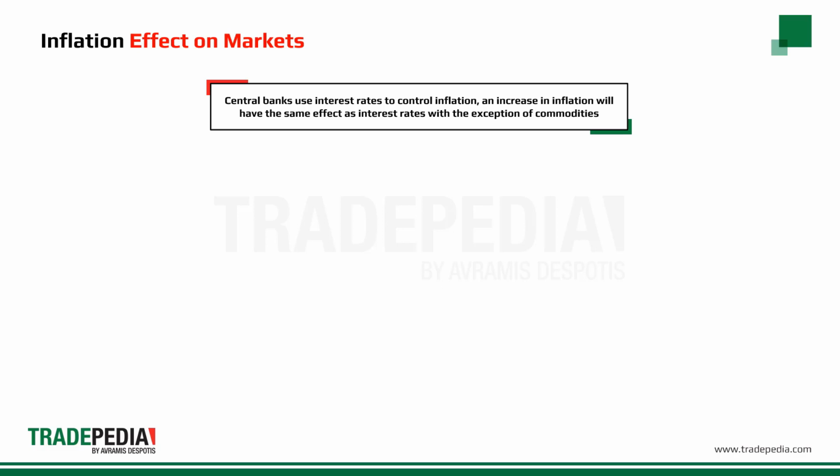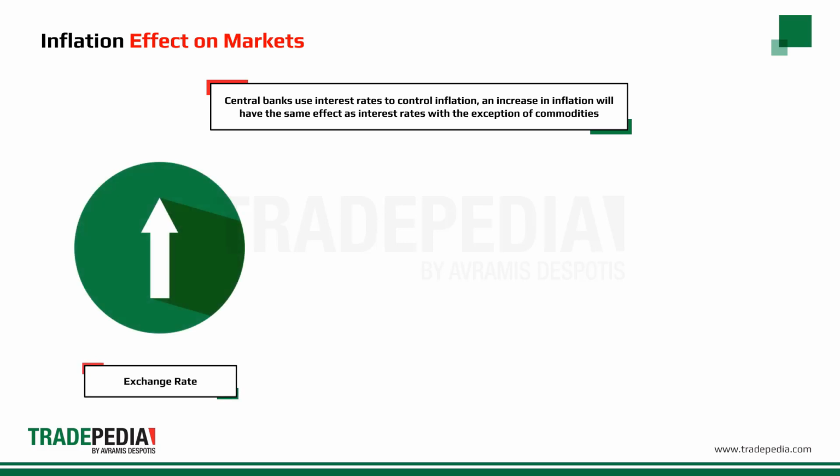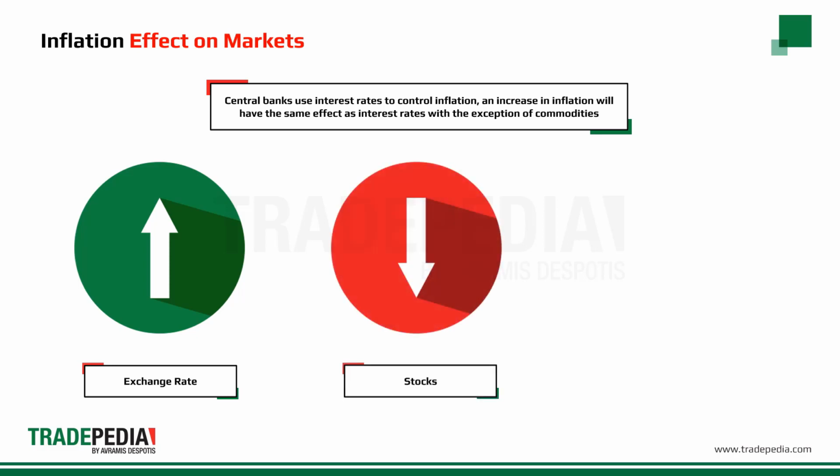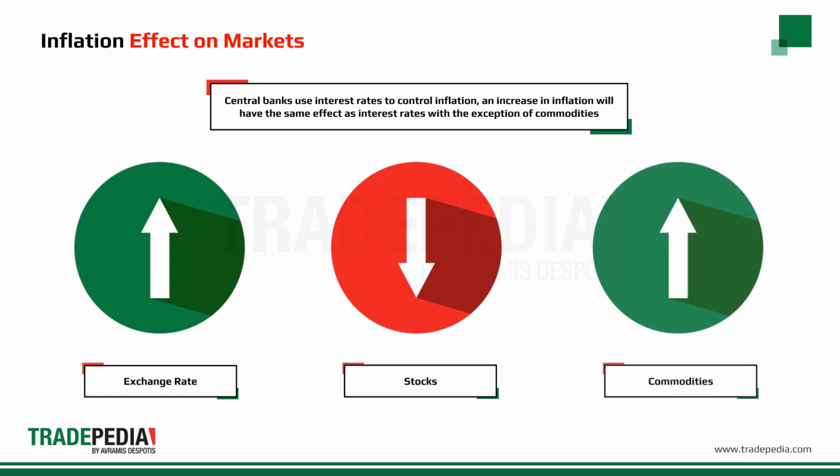An increase in inflation will have the same effect as interest rates on the markets, with the exception of commodities. When inflation increases, central banks tend to increase interest rates, and this causes an increase in the value of the currency. Inflation affects the competitiveness of an economy. Inflation increases exports due to higher costs of goods and services, and this will have a negative effect on the profitability of firms and their stock prices accordingly. Commodities are goods, and therefore their prices usually rise when inflation is accelerating.